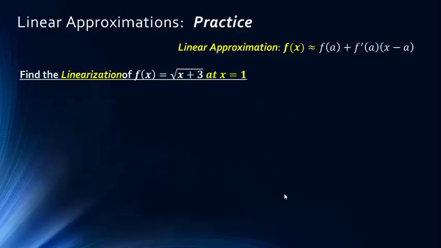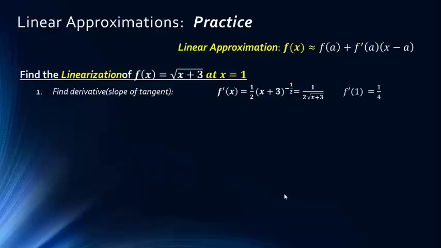Now, why would we want to do that? Here's a problem. Find the linearization of f of x, which equals the square root of x plus 3, at x equals 1. Here it's just asking us to find the equation of the tangent line, and then substitute it in, knowing that the linearization gives some approximation of the curve. First we need to find the derivative. Remember that a square root is whatever you're taking the root of raised to the power of 1/2. So when I take the derivative, I get 1/2 times x plus 3 raised to the negative 1/2. 1/2 minus 1 is negative 1/2.